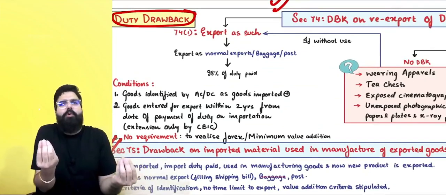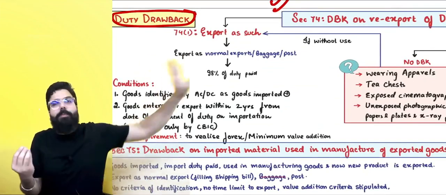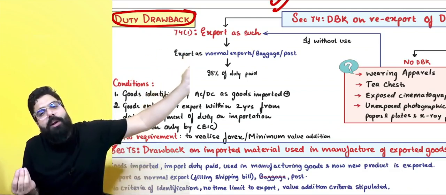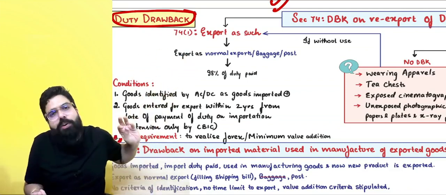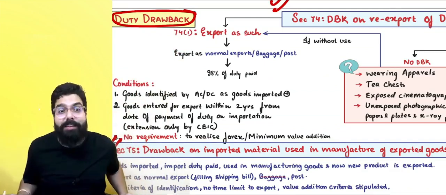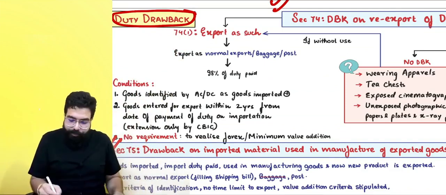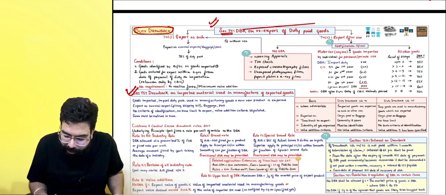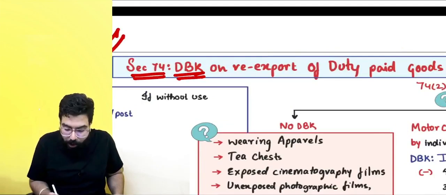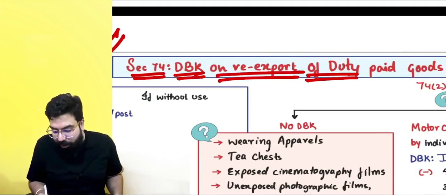You imported some goods and now you are going ahead and exporting the goods. The government says, because the destination of the goods is outside India, whatever duty you had paid, we will give you the duty back, and hence it is known as duty drawback. Section number 74, duty drawback on export. So you are given a duty drawback on re-export of duty paid goods.